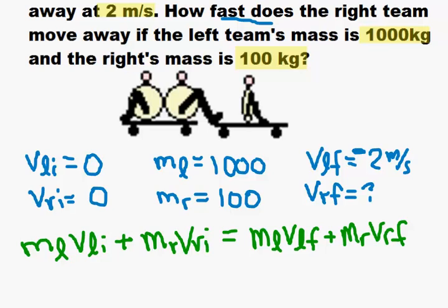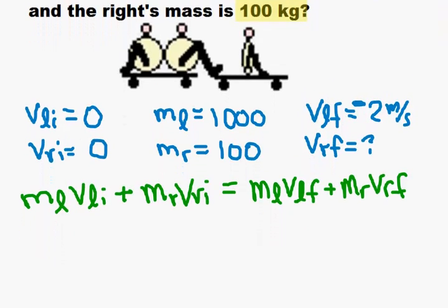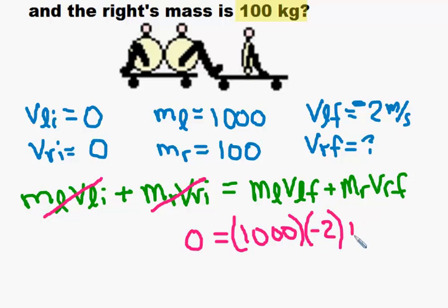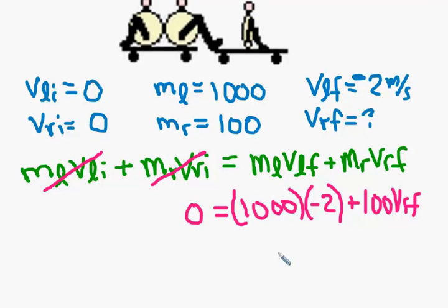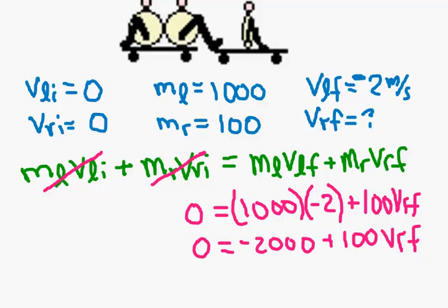And next we put in our values. So I just go through and use these values in here. This is going to be 0, so that's going to go away, and this is going to be 0, so that's going to go away. Everything on the left is going to add up to 0. Now on the right side, mass of the left, that's 1,000, times velocity of the left final, which is -2, plus mass of the right, which is 100, times velocity of the right final. So this ends up being 0 equals -2,000 plus 100 velocity right final.